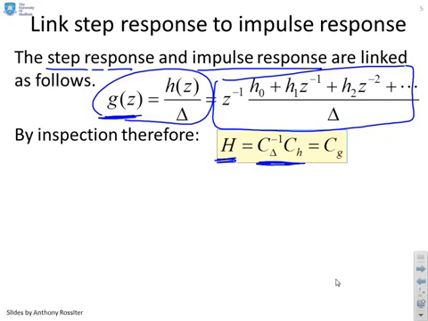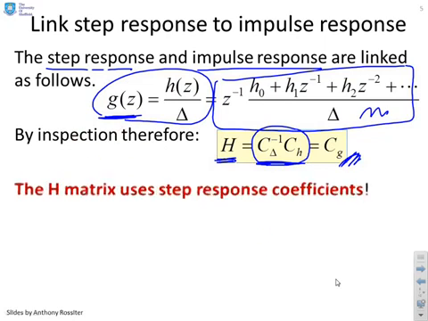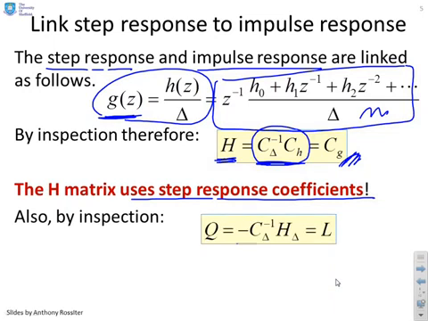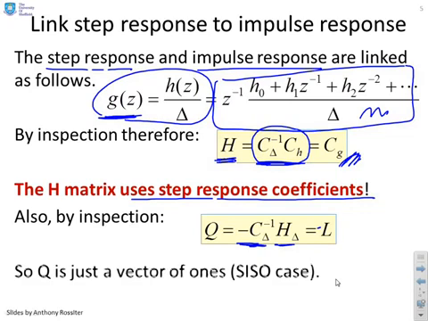And what do you notice? This is exactly equivalent to what we've got up here. So in fact, my H matrix is the Toeplitz matrix of the step response coefficients. So the H matrix in fact was based on the step response coefficients if I'd only noticed. So that's nice and convenient, so I can just write H down as the Toeplitz matrix of the step response coefficients. What next? We can also see that the Q matrix was given as minus C delta inverse times H delta, and I've missed a minus sign there, which is essentially just minus L. So Q is just a vector of 1s. That's for this case.